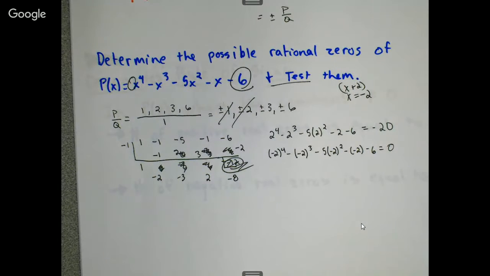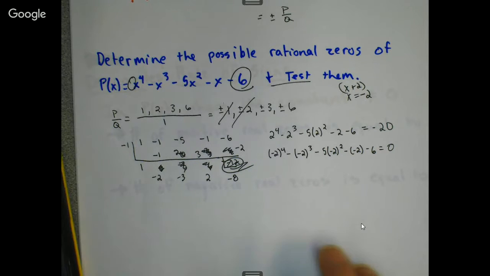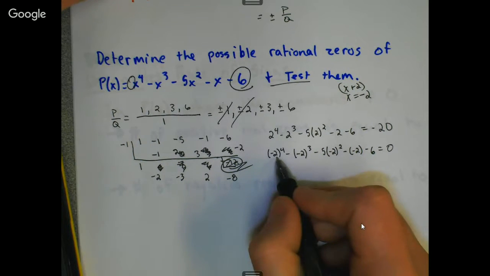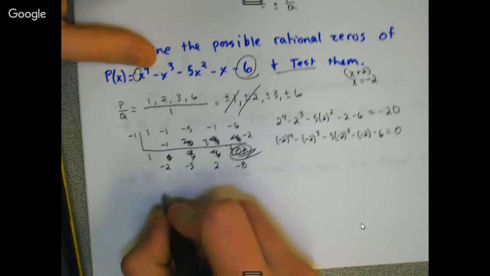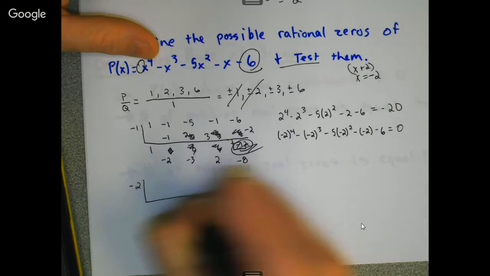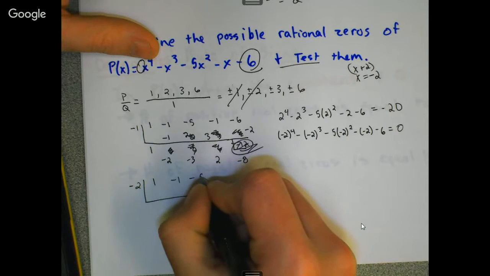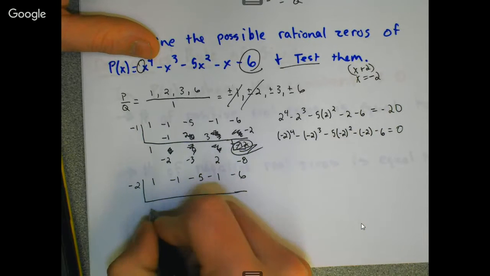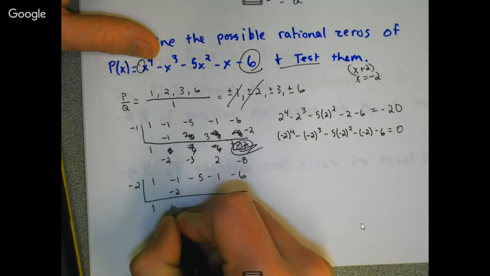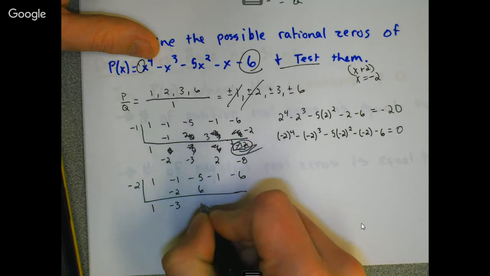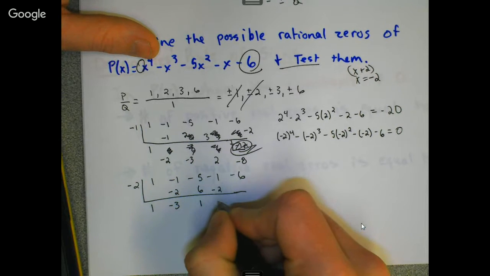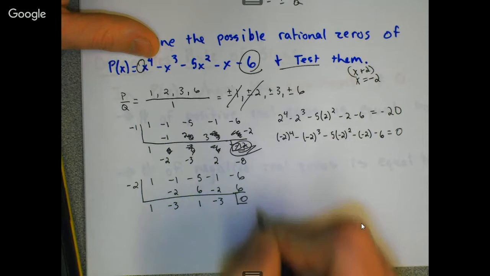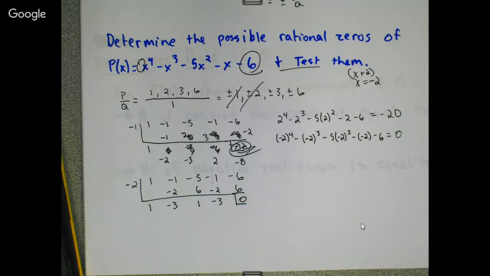This can get really long, so we can shortcut this just a little bit. If I would have plugged in -2 with synthetic division, that's 1, -1, -5, -1, -6. I get 1, -2, -3, 6, 0. I can redo the rational root theorem for this.